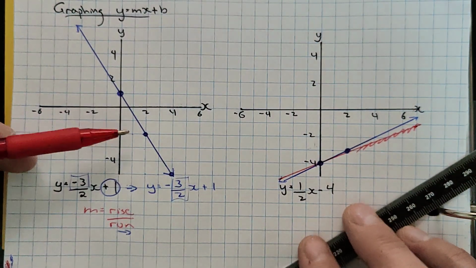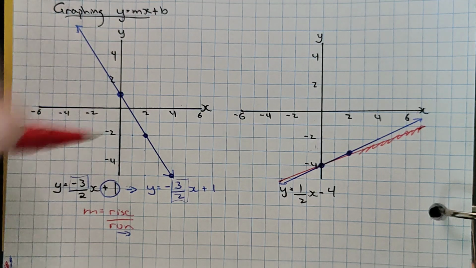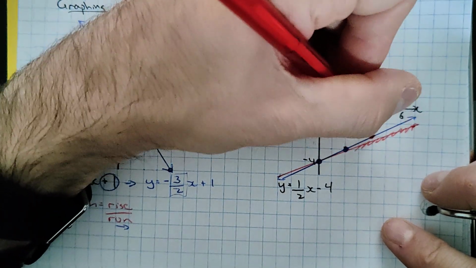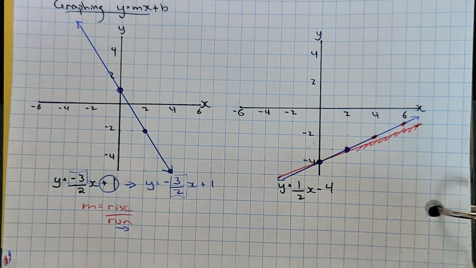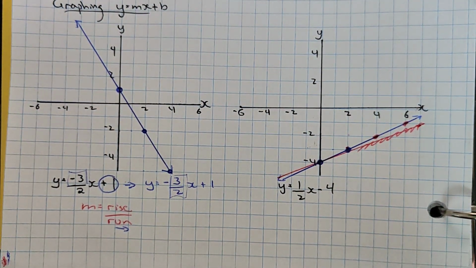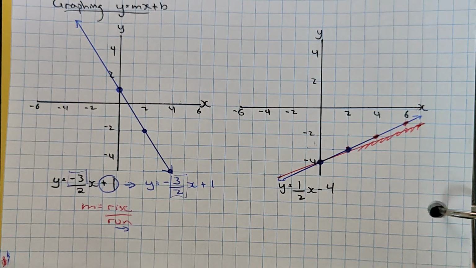That's why sometimes it's good to put 2 or 3 points down, because if we follow that up 1, over 2, we've hit that next point. Up 1, over 2, notice I'm hitting all those points nice and accurately. And that's graphing our lines using y equals mx plus b.